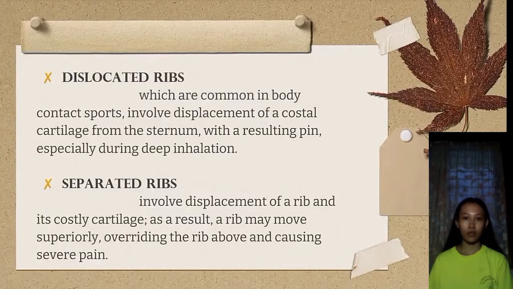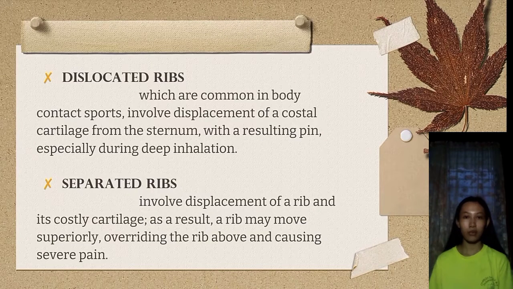The dislocated ribs. It is common in body contact sports, which involves displacement of the costal cartilage from the sternum with resulting pain, especially during deep inhalation. The last one is the separated ribs. It involves the displacement of the rib and its costal cartilage. As a result, the rib may move superiorly, overriding the rib bone above and causing severe pain.